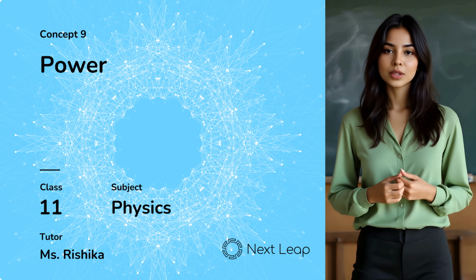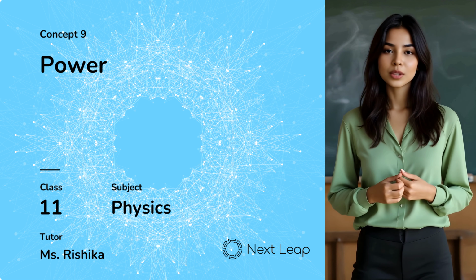So, here's the first equation we look at: power equals work divided by time. Where power is the rate, work is the energy transferred, and time is how long it takes. Notice the relationship: the faster the work gets done, the higher the power. So, power tells us not just how much work is done, but how quickly it's done. Now, let's dive deeper and see how this works in real life.